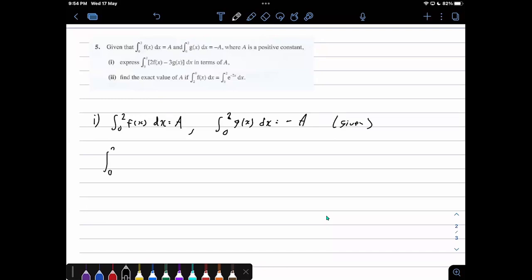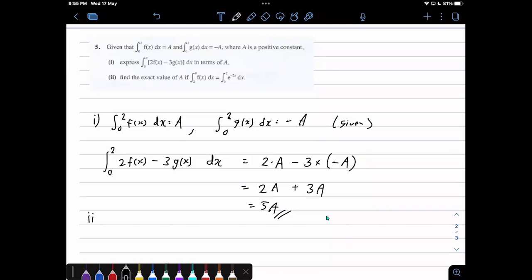And you copy down the question. Integral from 0 to 2 of 2 times f(x) minus 3 times g(x) dx equals, what to split? 2, isn't it just 2a? Okay, 2a, good, yes. Minus 3 times minus a. Exactly, correct, very good. It's just minus 3 times the integral from 0 to 2 of g(x) dx, which is minus 3 times negative a. Okay, good. 2a minus minus becomes a plus 3a, which ends up being 5a.